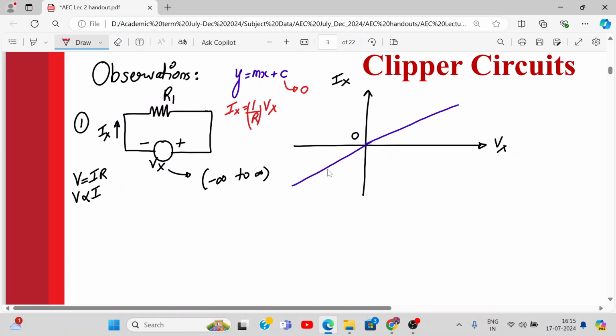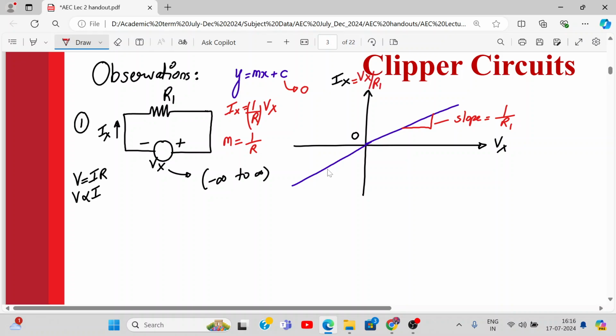Vx is equal to IR. So m is the slope. What is m over here? 1 upon R. So how do you determine the slope? This is the slope over here. The slope is 1 upon R1. Agree? Yes or no? So this Ix is Vx upon R1.